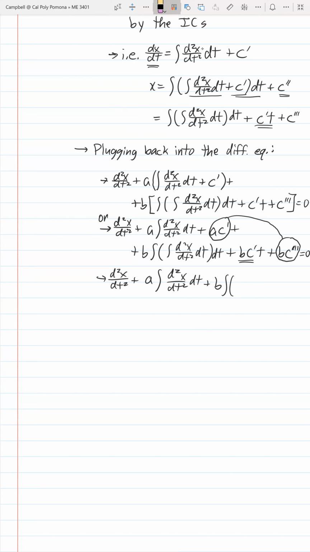There we go. So then we have the integral of d squared x dt squared dt, all that times dt, plus then a c1 times t plus c2 is equal to 0.